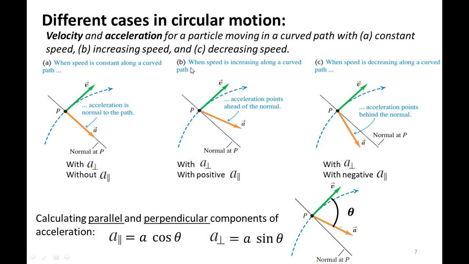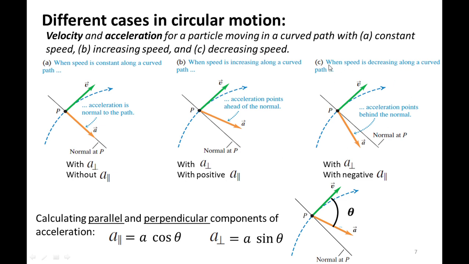In such a case, we still have the perpendicular acceleration, because again, this object is moving in a circular path, but it now has a positive parallel acceleration. Positive parallel acceleration because the object is increasing its velocity. And now the object is increasing the magnitude of its velocity, or increasing in speed.